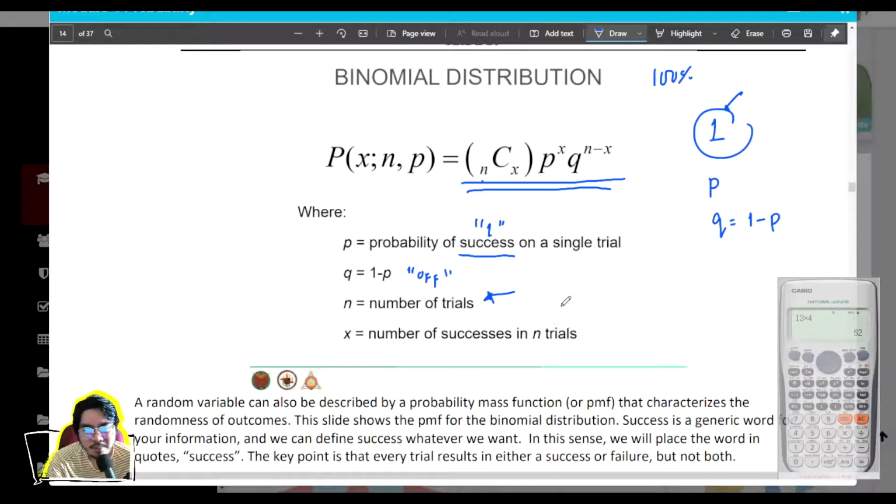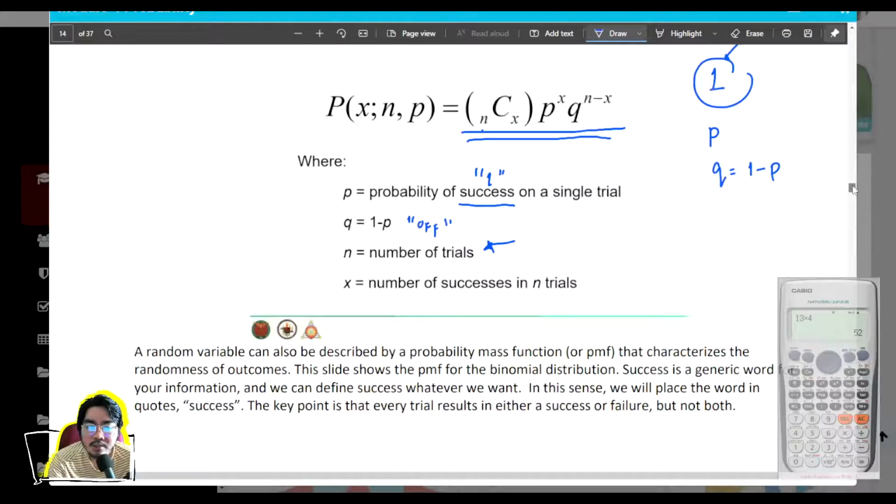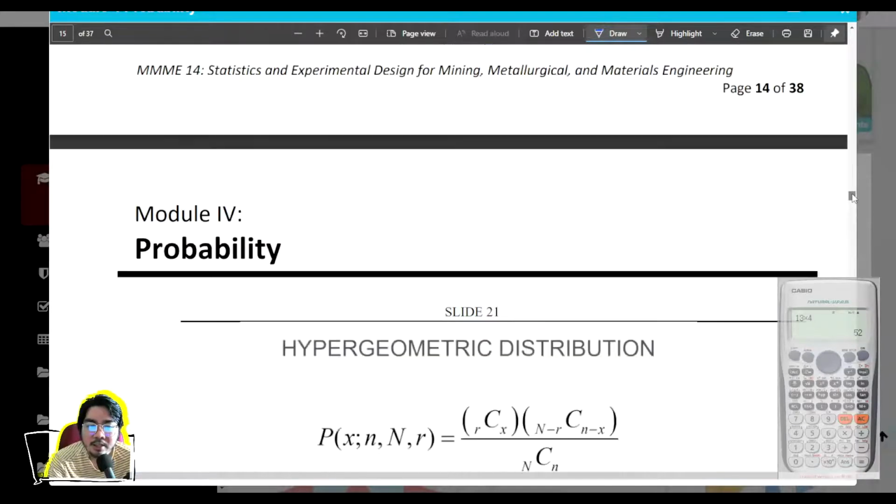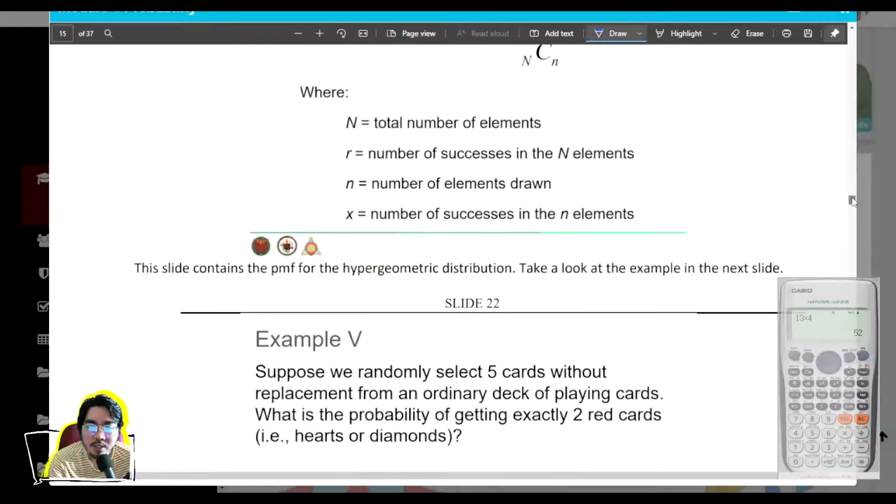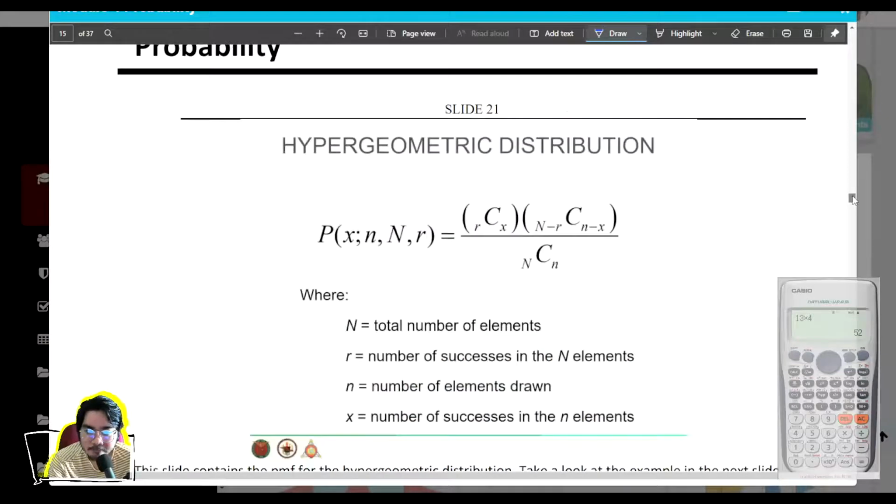So ngayon, medyo malabo pa to, pero I think it will make more sense pagka nag-proceed tayo with an example. Okay? But before that, i-distinguish din natin sa hypergeometric function.